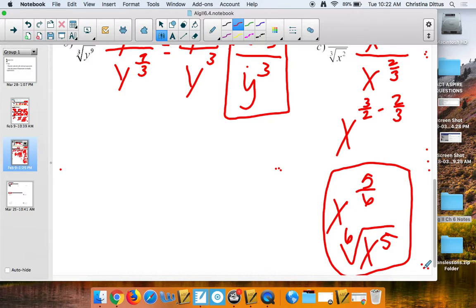Where does the 6 come from? This 5/6, 6 on the denominator always pulls out to be your index. Okay, and we got this 5/6 because 3 halves minus 2/3 is 5/6. Does that kind of make sense? Yes, no, maybe so. Okay, so where do you get from 3 halves minus 2/3 to 5/6? If I subtract this, I get 5/6. And then your denominator always pulls out to be your index. And then you leave your base to the numerator. Leave that as your radicand.